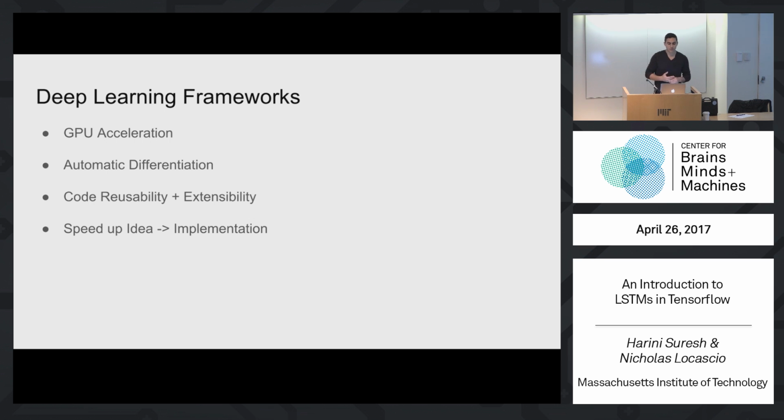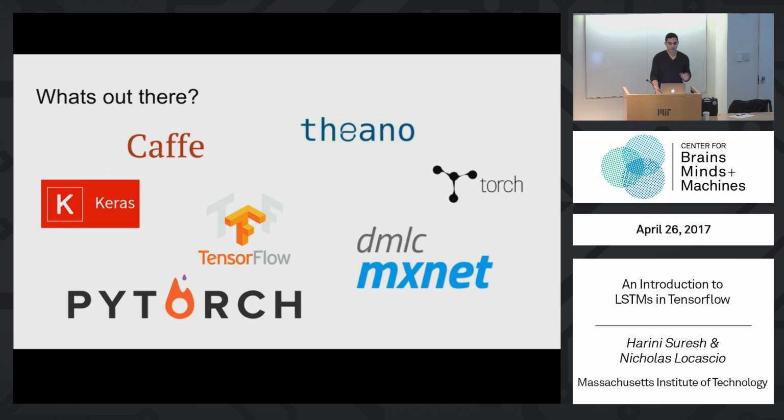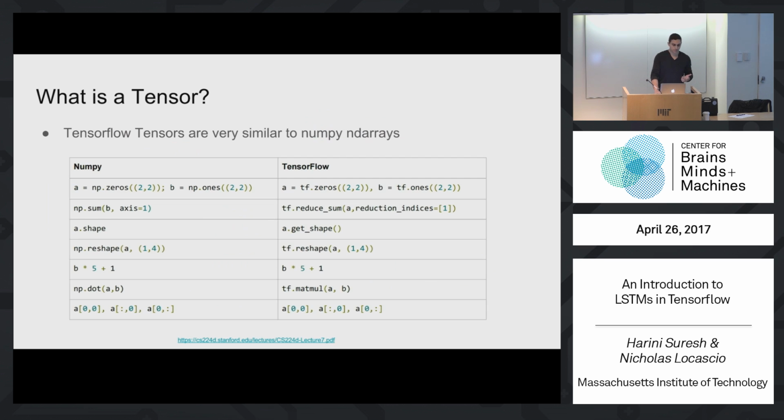It can differentiate automatically. The third is code reusability, and the fourth is anything that speeds up your idea to implementation to results time is just going to help your research. So there's a bunch out there. There's Caffe and Theano, but we're going to be talking about TensorFlow today.